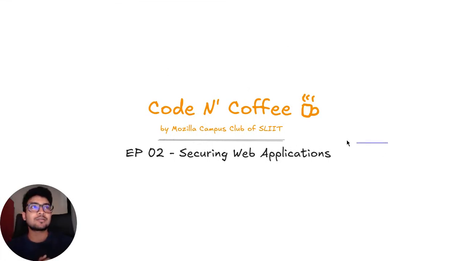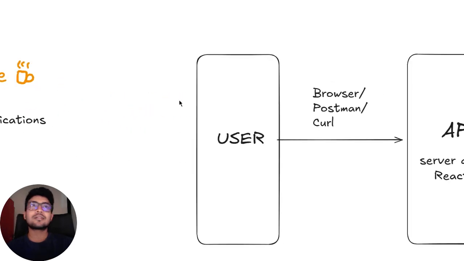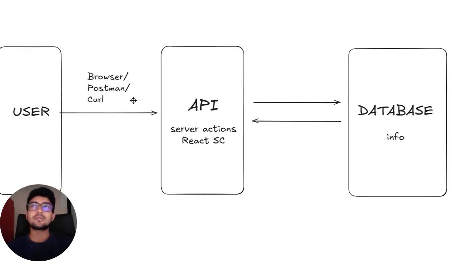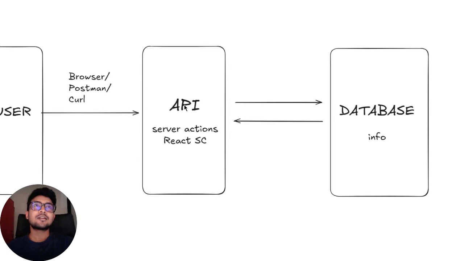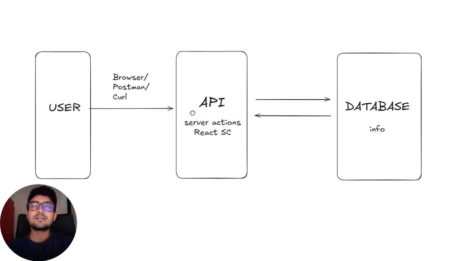All right, let's go ahead with today's episode. Let's start with why security is so important. In any application, you've got a backend, the part of your application that the users don't see, and it's where your sensitive information and your data are handled. This is crucial because your backend is essentially the gatekeeper for your database.